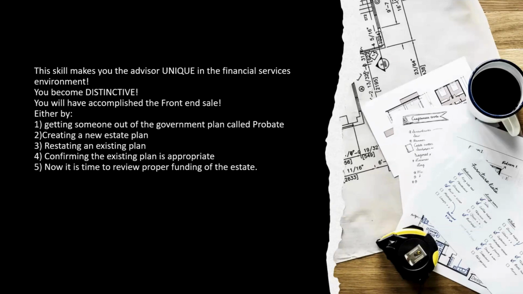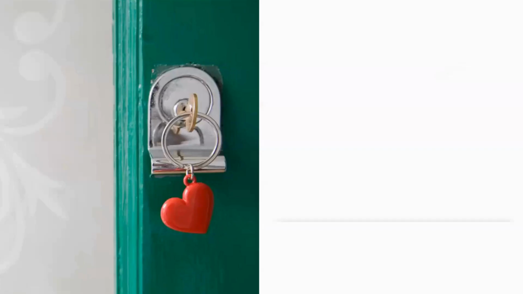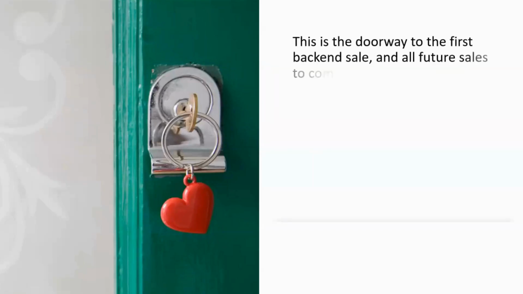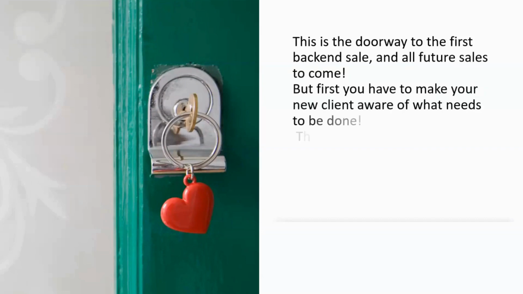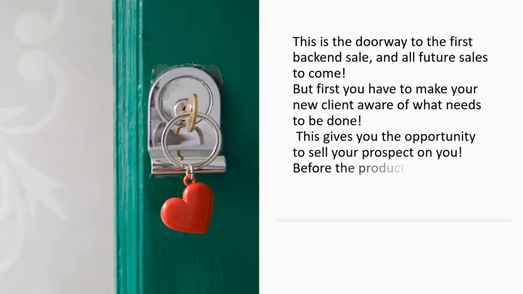And that means you've got to be talking to people that can afford it. You've got to be talking to people who have the assets. And we looked at this frame last week. This is the key. You have to make your client aware of what needs to be done, and it gives you the opportunity to sell your prospect on you. Sometimes it drives me crazy to look at people who try to sell too quick. They're product salespeople, or they try to sell on their web page or in their email. Don't do that. You're better off selling them on you first.